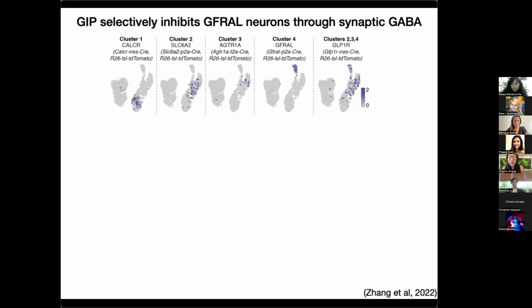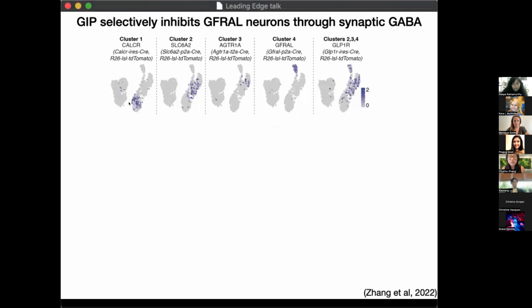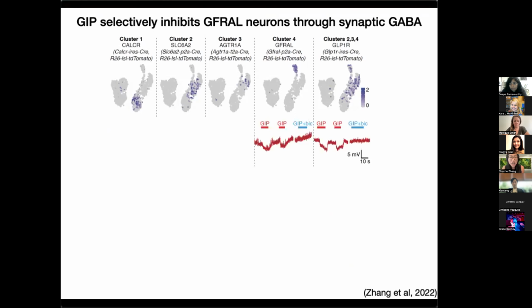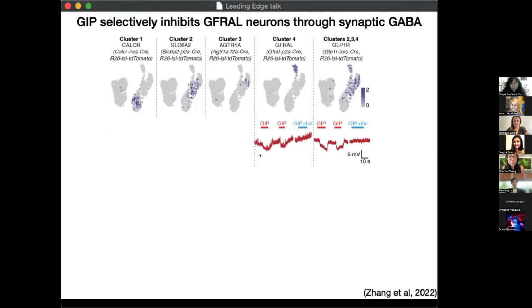So we used whole-cell patch-clamp recording from brainstem slices, which also express a reporter for all the subsets of the area postrema excitatory neurons. In contrast to GIP-induced depolarization of GIPR inhibitory neurons, GIP induced hyperpolarization in GFRAL-expressing area postrema neurons, and also the GLP-1R neurons, which also include the GFRAL neurons, but not much so in the other excitatory subtypes.